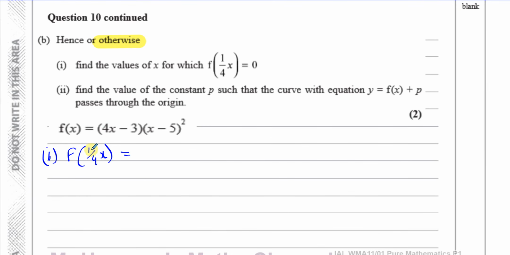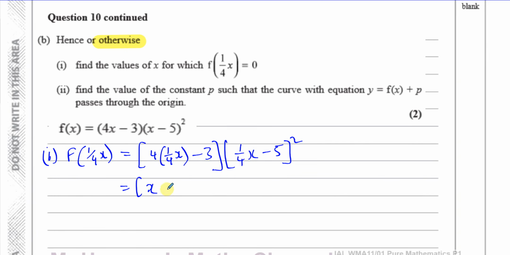It's like if you say f2, it means you replace the x with 2. Now f of a quarter x means take the x and replace it with a quarter x. So you're going to have 4 times, instead of x, I'm going to put a quarter x minus 3 times, and instead of x, I'll put a quarter x, so I'll have a quarter x minus 5 all squared. Now I'm not going to expand this. I'm just going to simplify what's in here. This is going to give you 4 times a quarter, which is 1, so it's x minus 3 times a quarter x minus 5 squared.